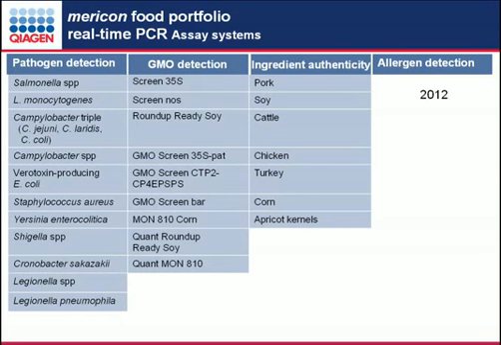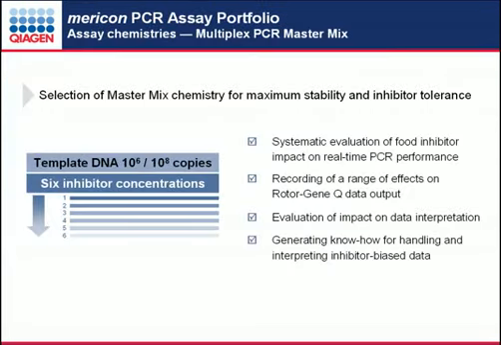So for anyone who is exporting food from the U.S. or from anywhere to Europe or Japan, it's important to know whether you have GMO in your food, and important to know how much is there in order to sell the food. We also have a number of tests for ingredient authenticity: pork, soy, cattle, chicken, turkey, corn, and apricot kernels for use in marzipan manufacture. And we will have a panel of allergen detection kits in 2012.